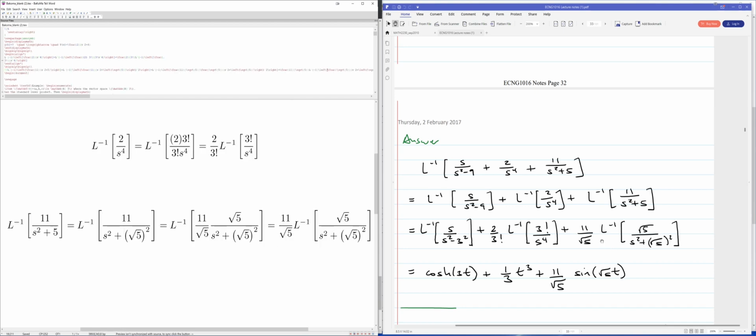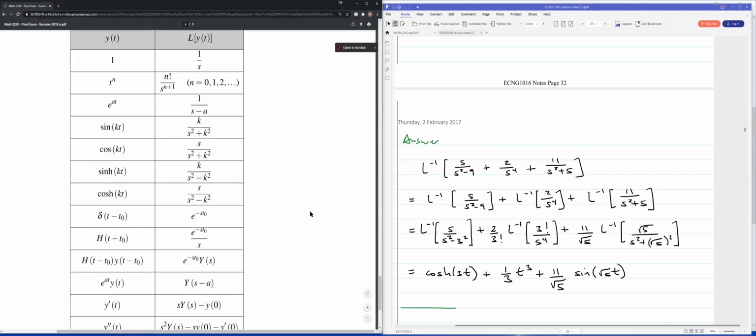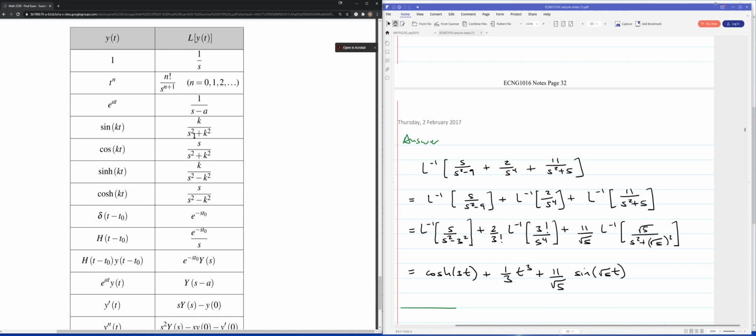And I'm just left, okay, so I still have this Laplace inverse of 11 on s squared plus 5 to deal with. The first thing I should probably try to do is realize which function from my table I am going to use. So here I have s squared plus a constant, and then I have a constant on top.